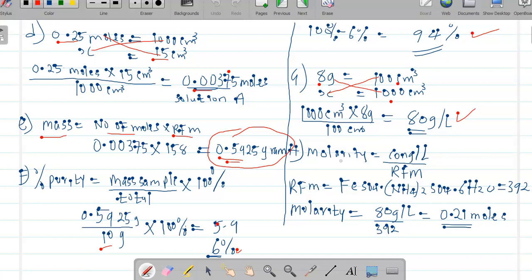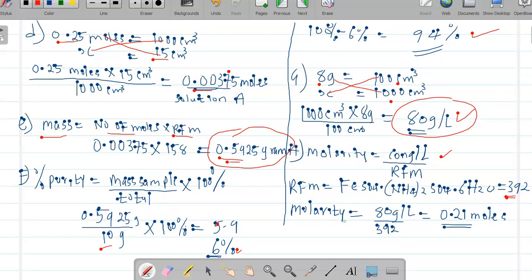So first, molarity is equal to concentration in gram per liter over RFM. Our concentration in gram per liter, we have already obtained it here. Then we have to look at the RFM. The RFM of ferrous ammonium iron(II) sulfate, 6 molecules of water, is 392 when you calculate it. We have done it before.